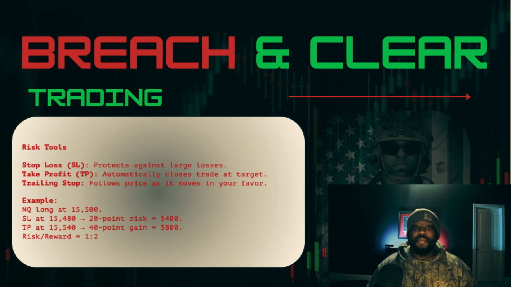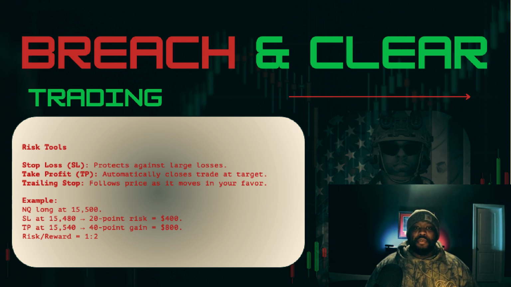The purpose of a stop loss isn't to be perfect, it's to protect your account. Every professional trader uses one, every single time. Hoping the market turns around is not a strategy. Next is the take profit, or target order. This order automatically closes your trade once your goal is reached.